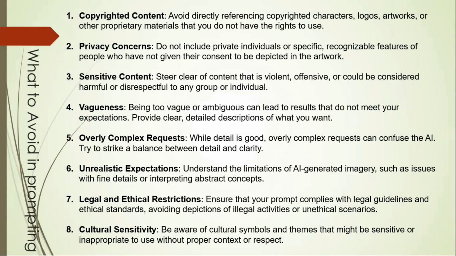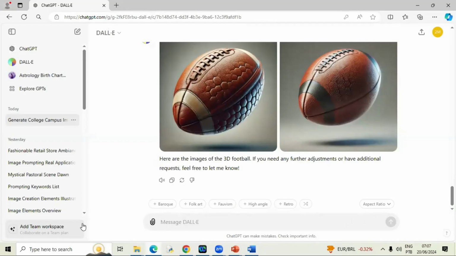Mostly when you are doing all this, there is something you should not do, what we call what to avoid in prompting. Another problem with ChatGPT or DALL-E is that they understand American English. In American English, baseball is their football, and soccer ball means football. So that's how they created one ball, which is a football from the American English perspective, and it is 3D in nature and it is moving.